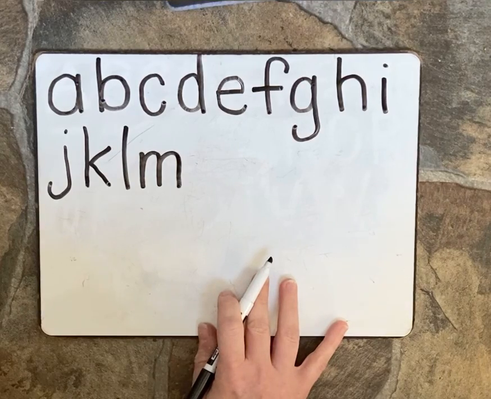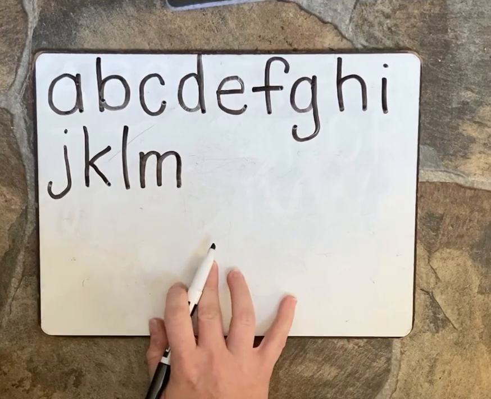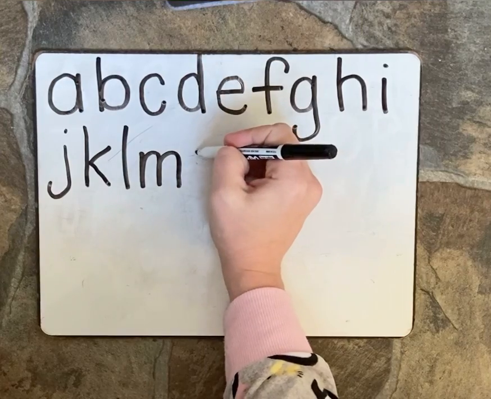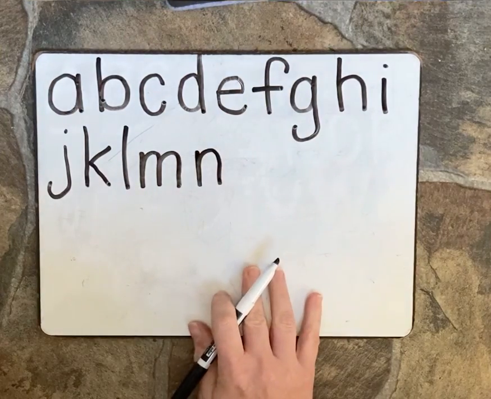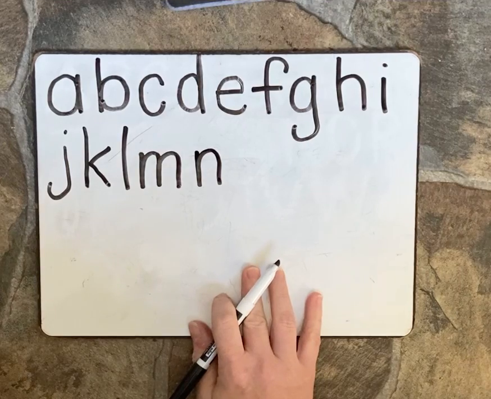Okay, we're ready for our N. It looks similar to our M, doesn't it? You're going to pull down and then just go up and over one time. Did you get it?